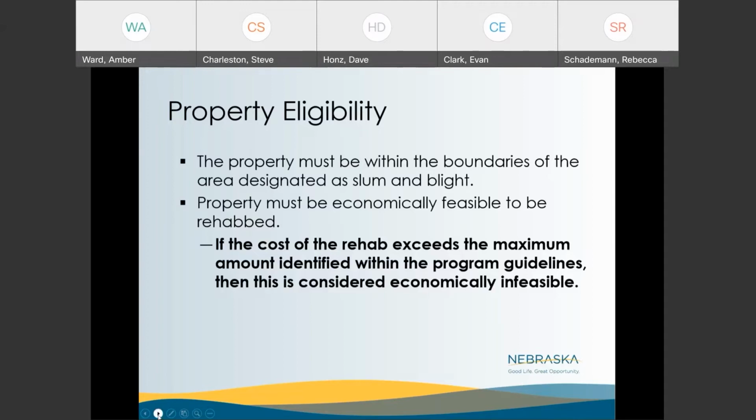The property also must be economically feasible to be rehabbed. What this means is, if the cost of the rehab exceeds the maximum amount that a grantee identifies within their program guidelines, then this is considered economically infeasible. So if you have a guideline of you can only invest $50,000 in a property, and the business identifies that the cost to bring it up to code would exceed $50,000, then that project, by your guidelines, would not be eligible for the community to move forward with because it's economically infeasible.